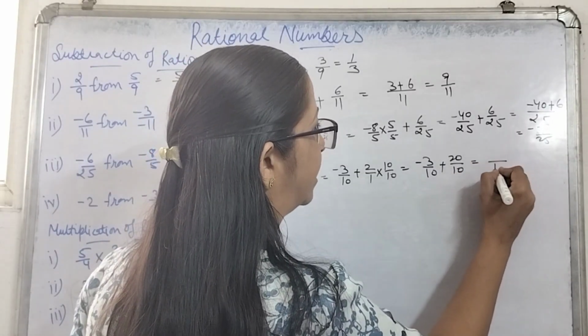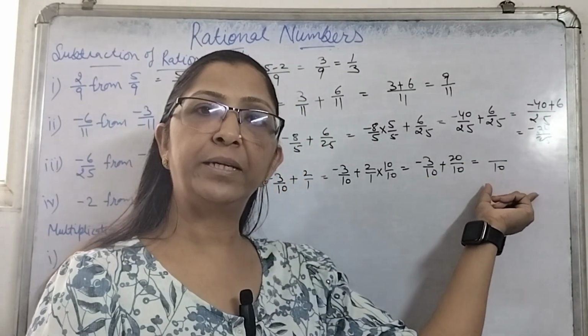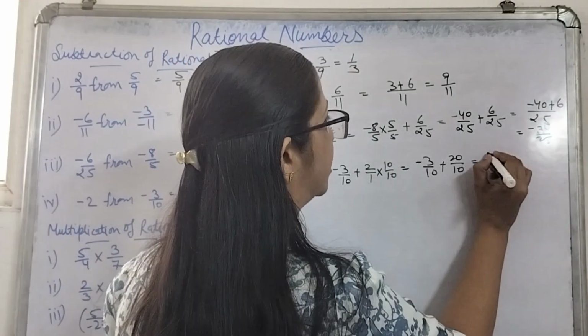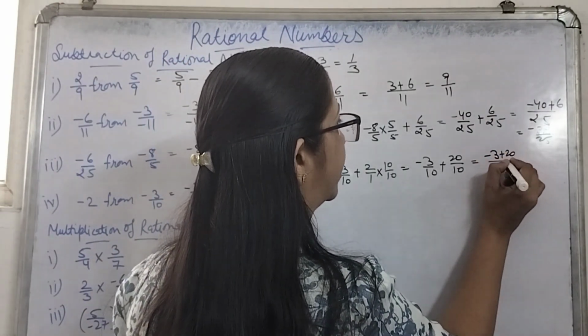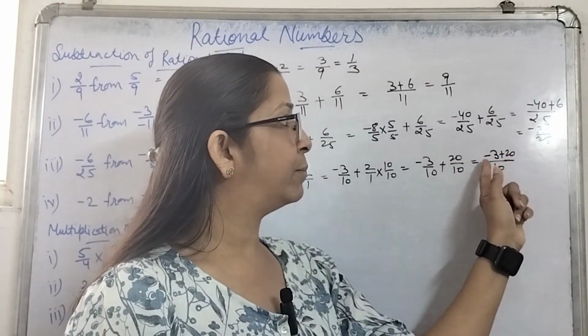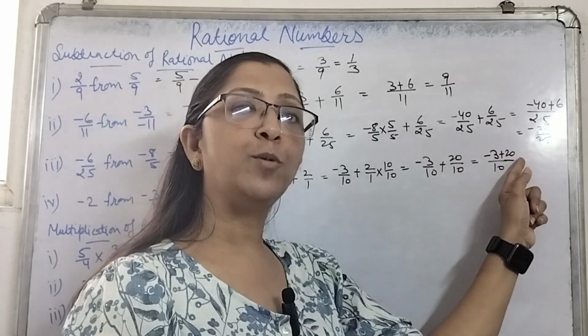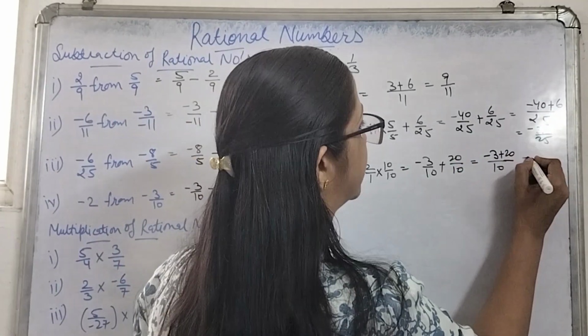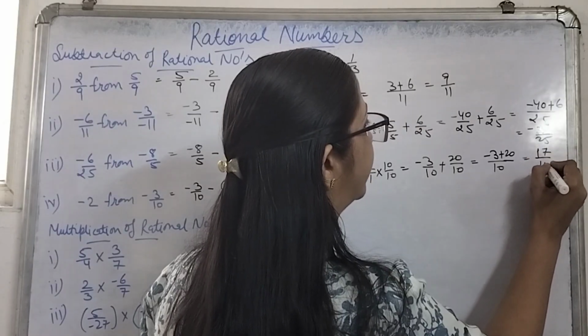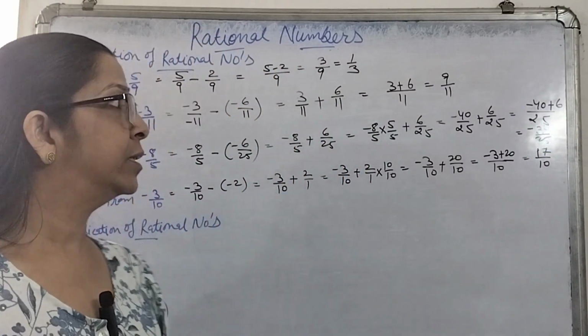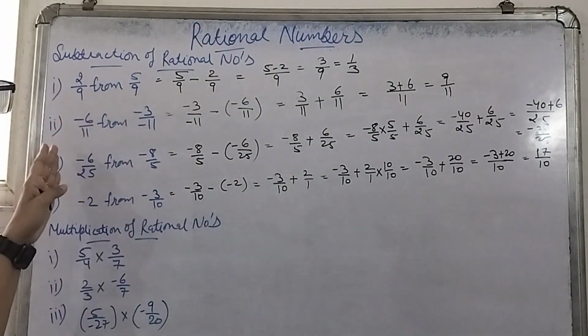LCM will be 10. Denominators are same, so we'll keep the same denominator and the numerators will be minus 3 plus 20. Again, one number is positive, one number is negative. So we will subtract the numbers, but the bigger number is positive. So the final answer will be positive. So it will be 17 over 10 will be the answer. This is how we will be subtracting the given numbers.